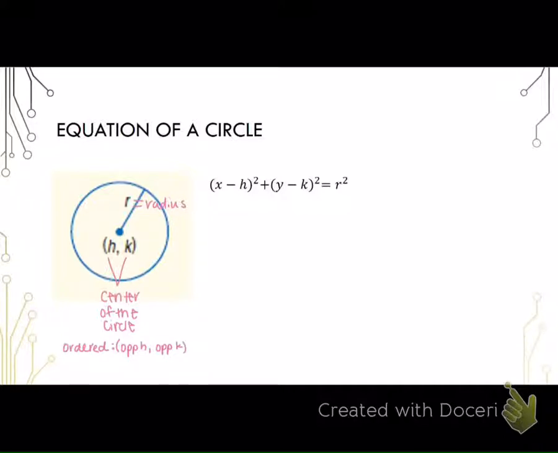You'll also notice r is the radius. What is going on with your radius? What do you do with it? You square it. So if your radius is 5, you really put it in as 25 in your formula.